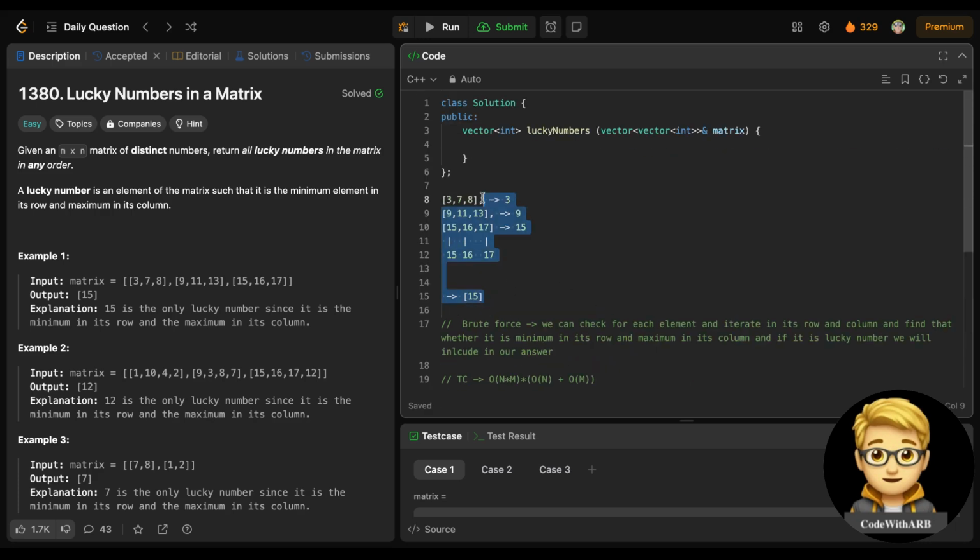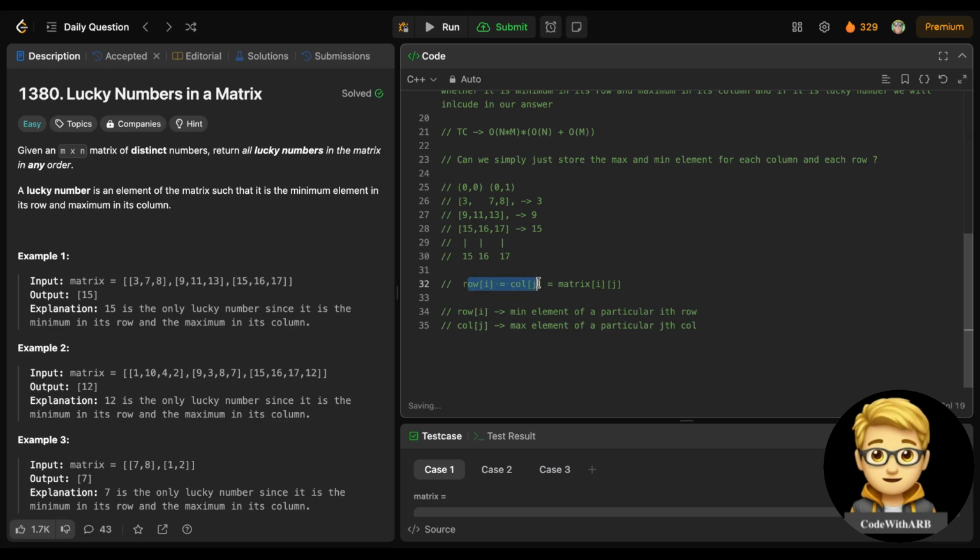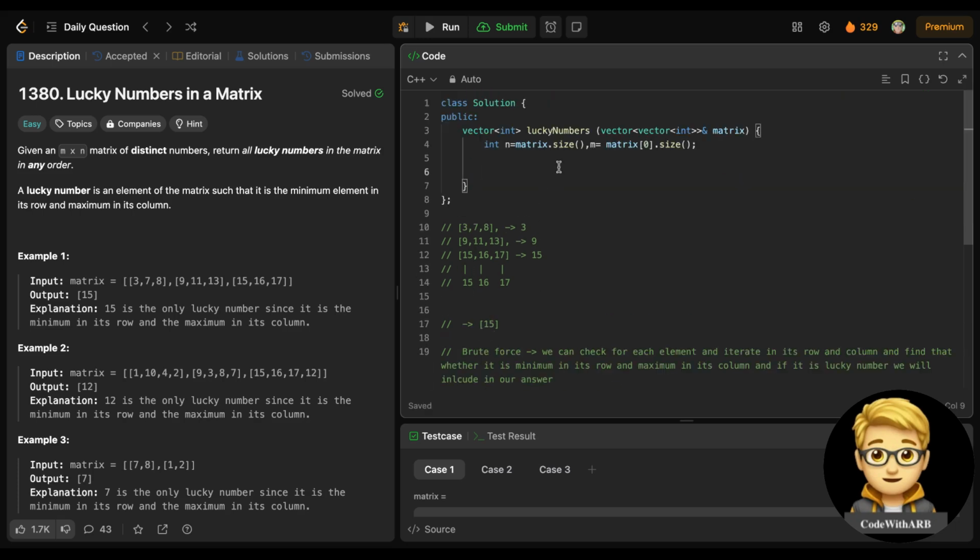So let's see the implementation part, how we will implement this, right? So first thing is to find the size of the matrix, the number of rows and the number of columns. So matrix dot zero dot size, right? Now what we need to do is find the row i and the column j. So we will take an extra row, which is initialized to the number of rows, and the column, which is initialized to the number of columns.